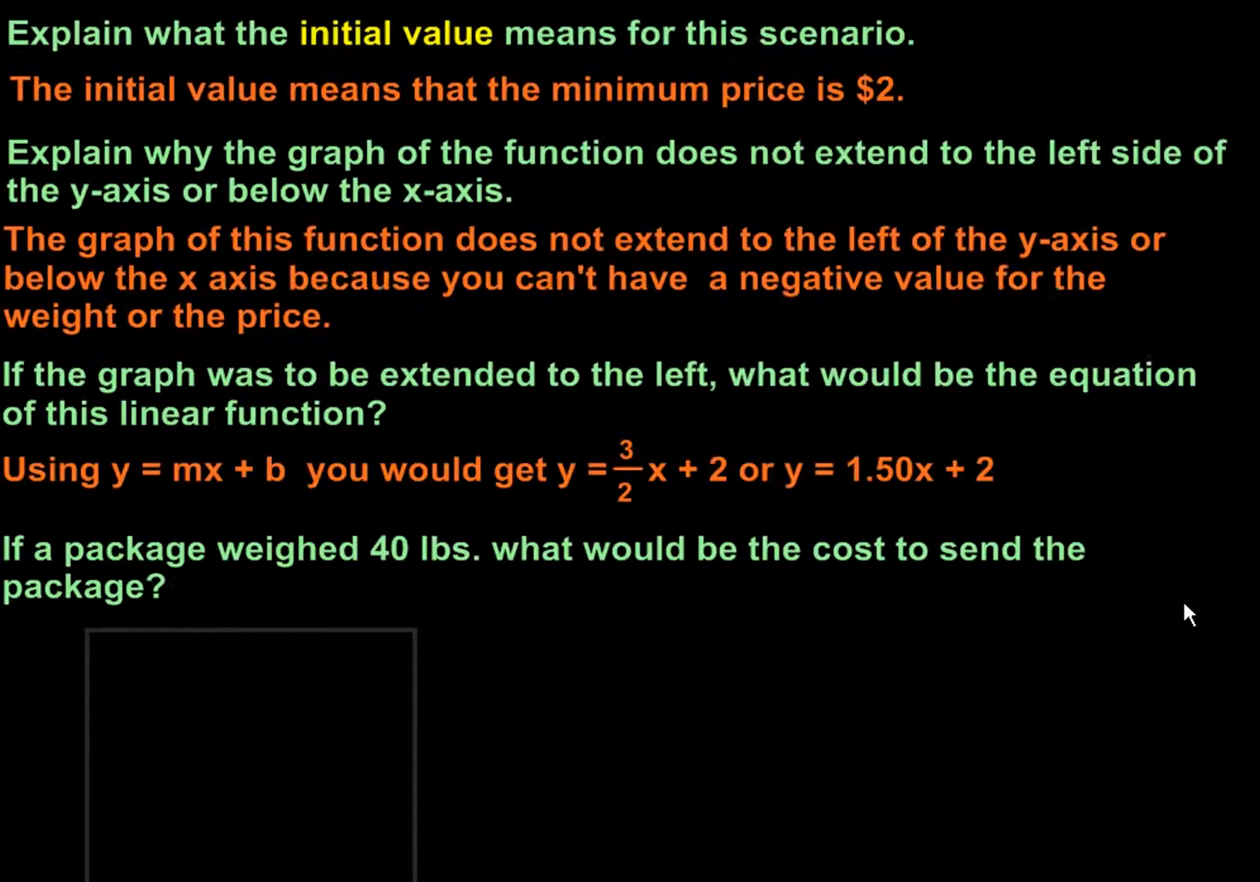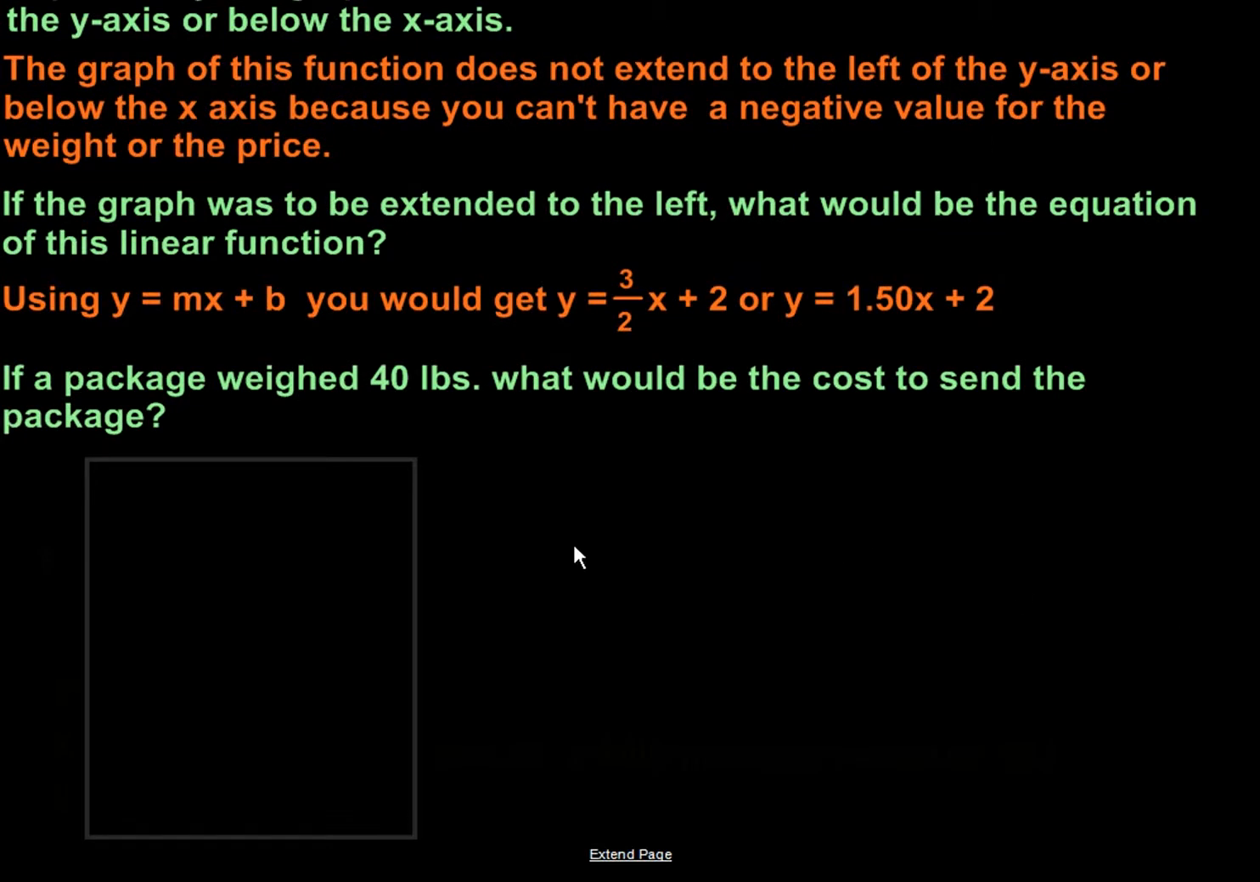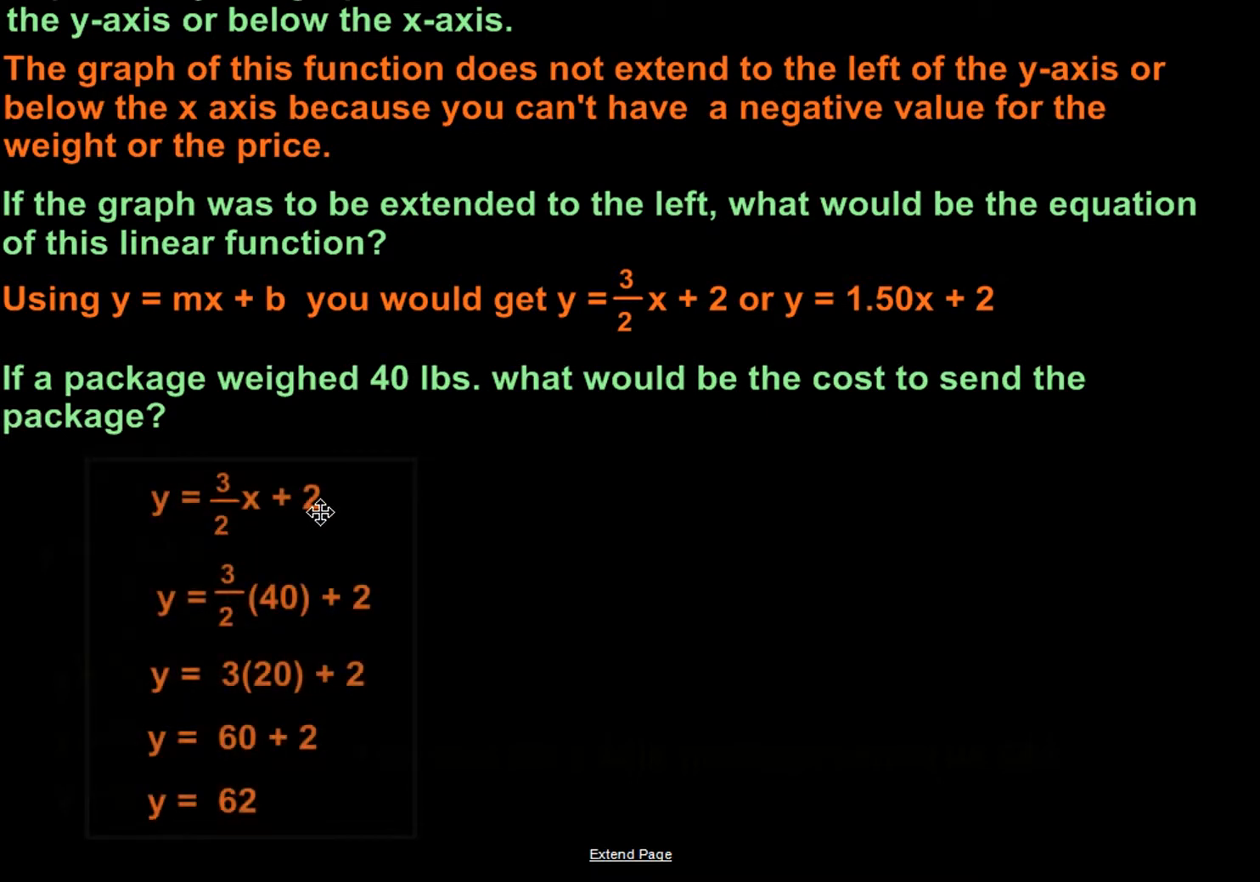And if a package weighed 40 pounds, what would be the cost to send the package? Well, taking y equals 3 over 2x plus 2 and substituting 40 pounds for x, we get y equals 3 over 2 times 40 plus 2. Now, the 2 would cancel out, and the 40 would become 20. So that's going to leave us with y equals 3 times 20 plus 2, which breaks down to y equals 60 plus 2, or y equals 62. So that tells us that the cost of sending a package that weighs 40 pounds would be $62.